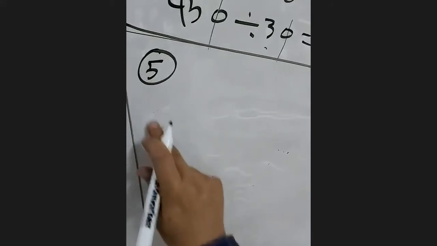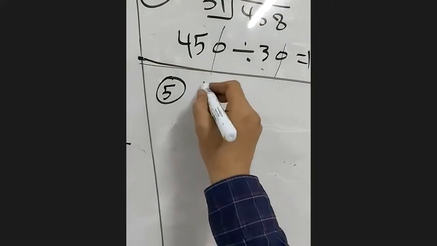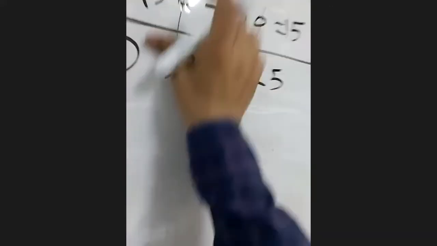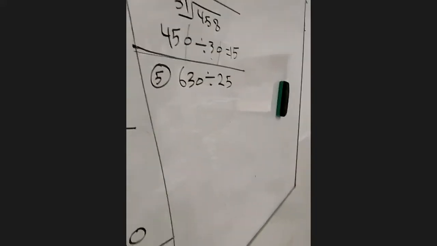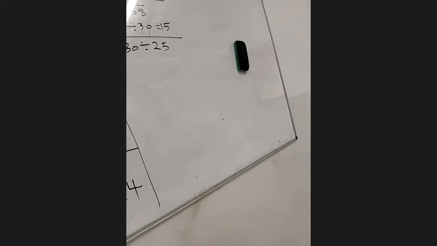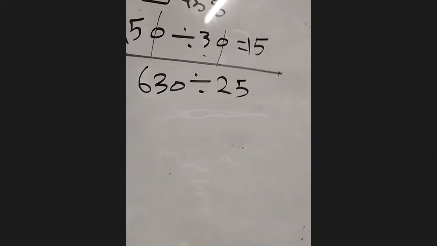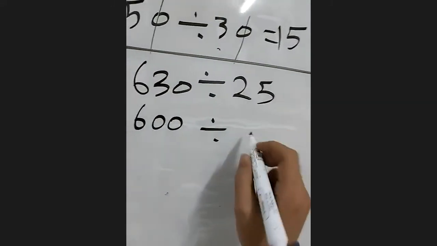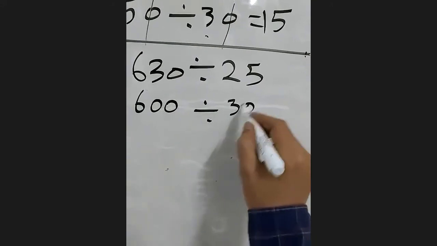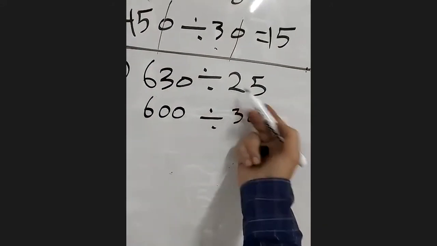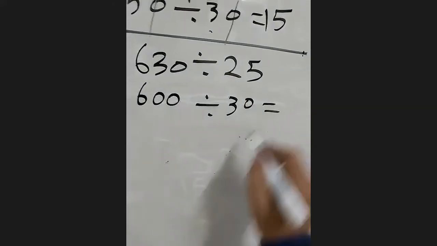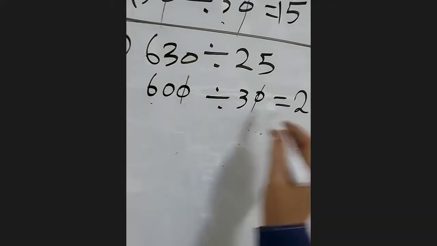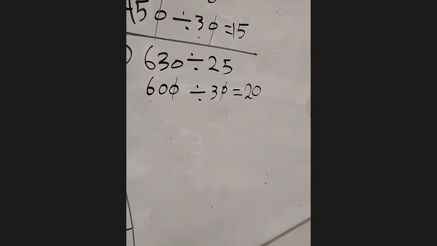What are the two numbers which we need to divide? 630 divided by 25. Can you help me here? 630 will be 600. And the 25? Will be 30. Okay, we have 5 here, we add 1. 600 divided by 30, cross. 6 divided by 3 equals 2. And cross 10 with 10. So we still have 20. So the estimation here is 20.